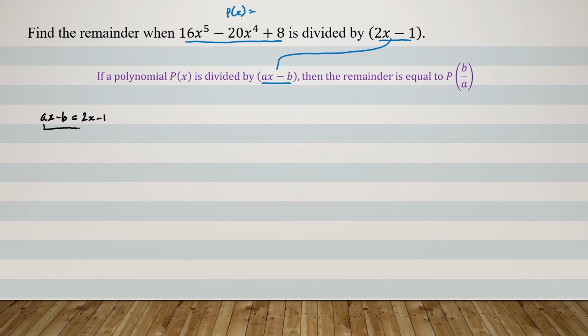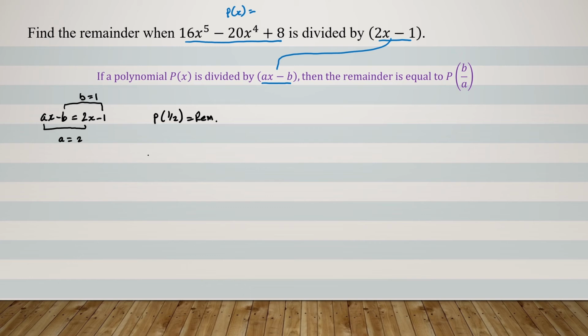So here we can see that a is 2 and negative b is negative 1. So b will be equal to 1. So that means we need to evaluate p(1/2). This will give us the remainder.